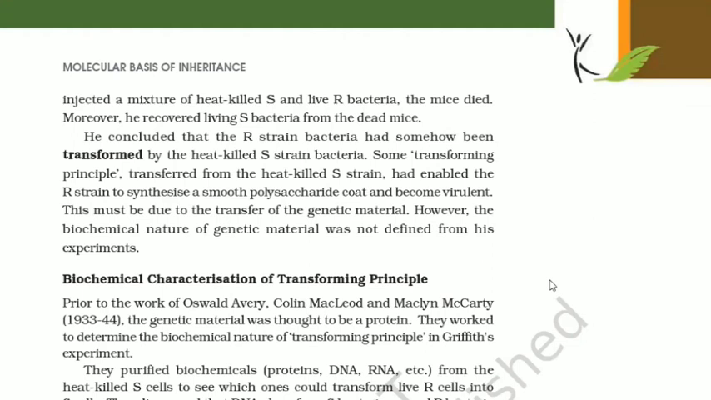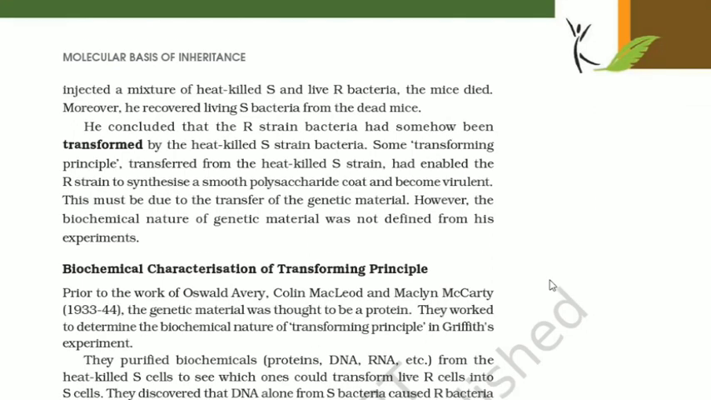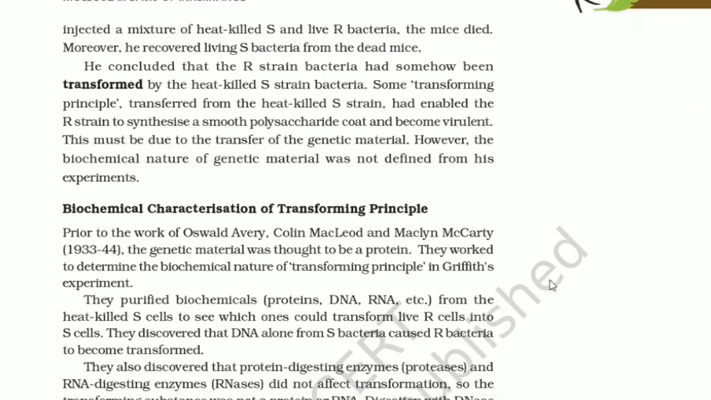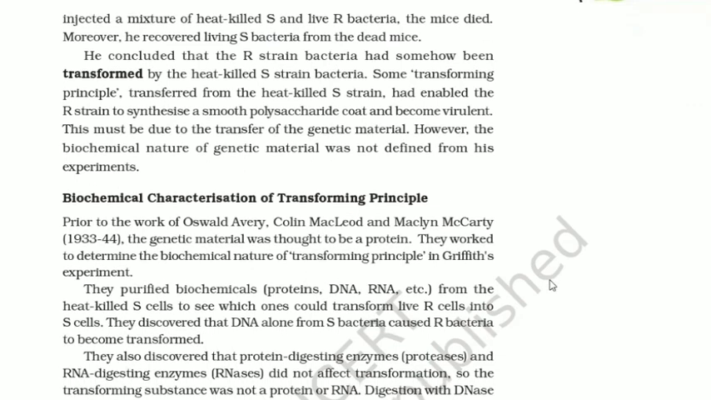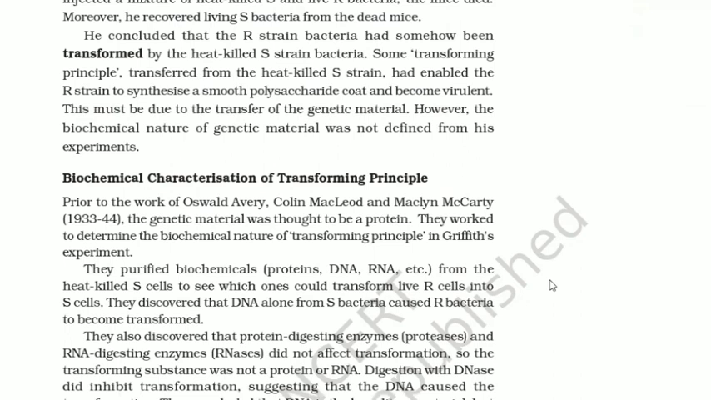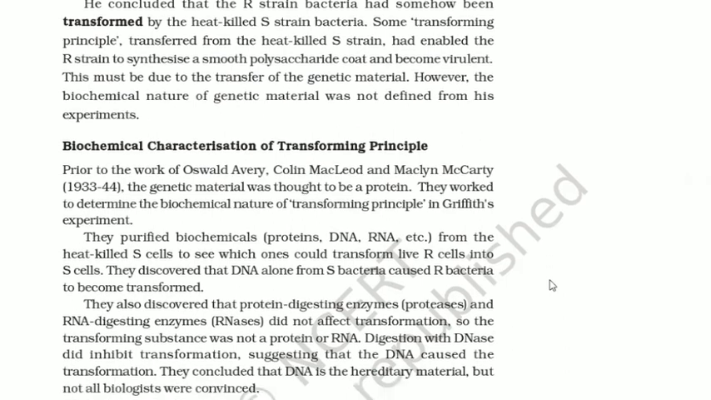So when Griffith injected a mixture of heat-killed S and live R strain, the mice died. Moreover, he recovered living S bacteria from the dead mice. He concluded that the R strain bacteria had somehow been transformed by the heat-killed S strain bacteria. Some transforming principle transferred from the heat-killed S strain had enabled the R strain to synthesize a smooth polysaccharide coat and become virulent. This must be due to the transfer of genetic material. However, the biochemical nature of genetic material was not defined from his experiment.